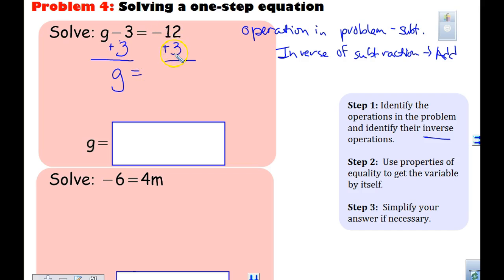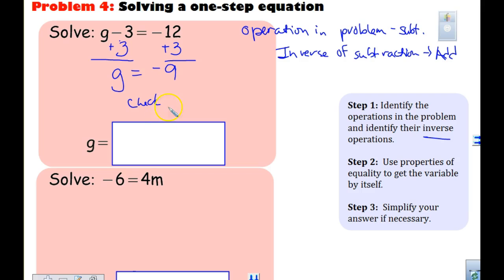Since we have negative 12 plus 3, the signs are opposite with integers. We actually are not adding those. We're going to subtract, and 12 minus 3 gives us 9. And in this case, we're going to put negative 9. And if I check this, anyone know how to check an equation?